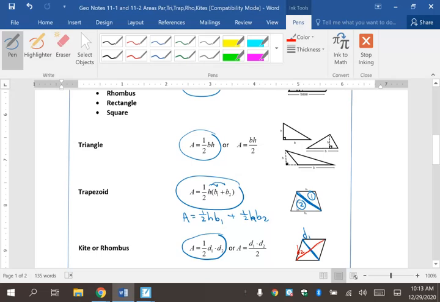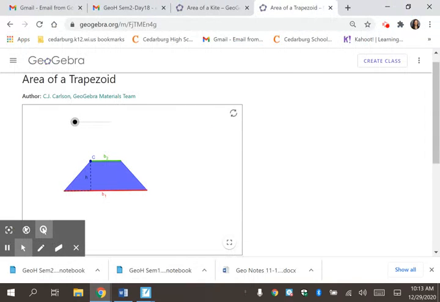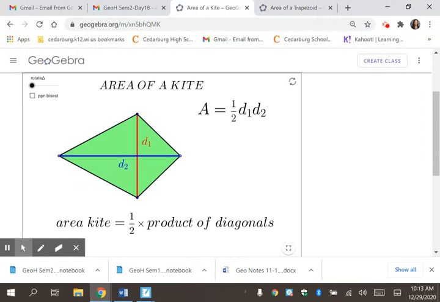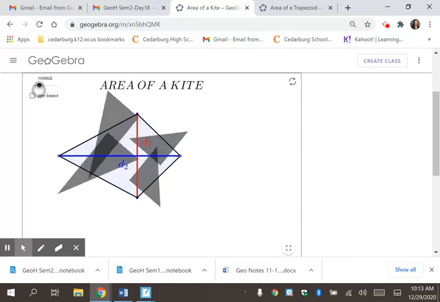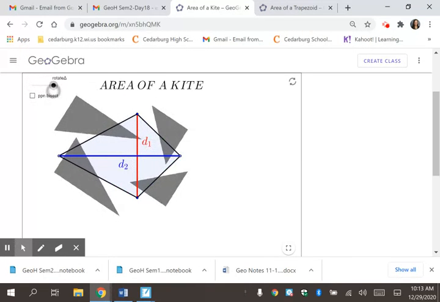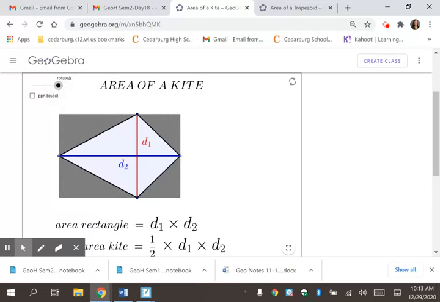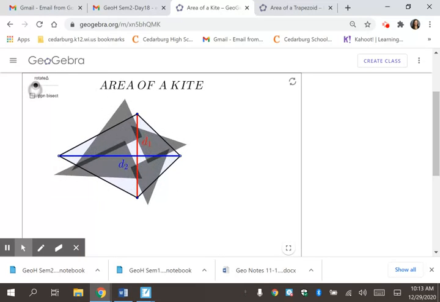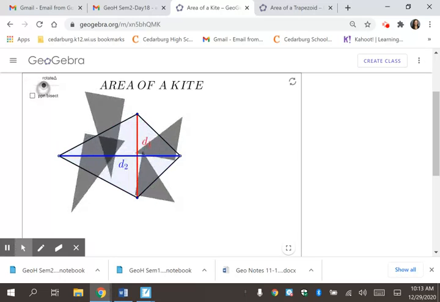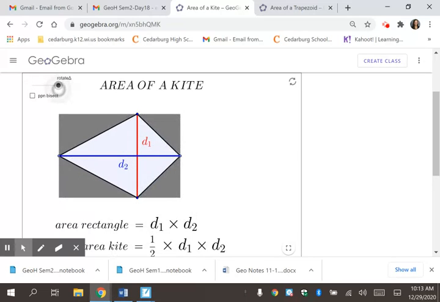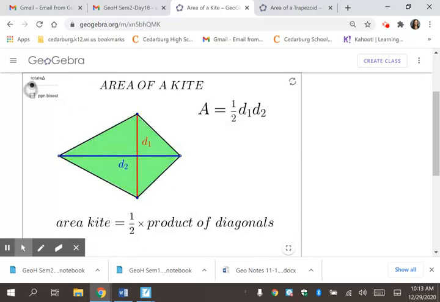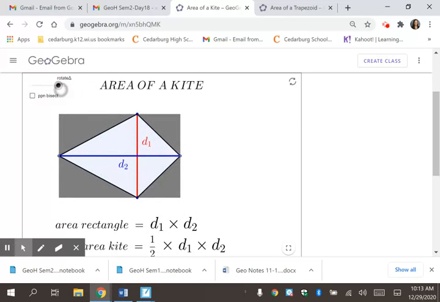So let's again look at a GeoGebra applet to see area of a kite. Here is one made, and so think of this as 4 pieces. Rotate the next pieces together. And so it's really the area of a rectangle, but we're taking half of that rectangle because, again, we're not using both of those sets of pieces. So that's kind of a cool way to think about the one half of the area of the rectangle, and the rectangle is just the diagonal 1 times diagonal 2.